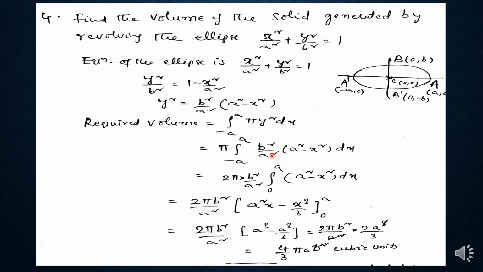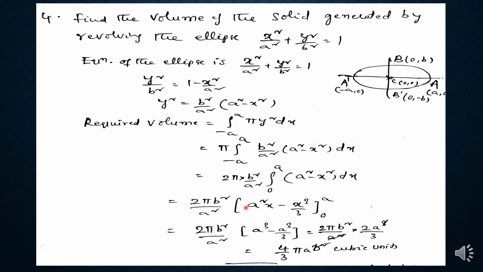Even function means if we put x equals minus x, we get the same form, b square by a square into a square minus of minus x whole square, which becomes the same. So the function is even, and we can write the integral from minus a to a as 2 into integral from 0 to a, that is 2 into the constant pi into the constant b square by a square into integral from 0 to a of a square minus x square dx.